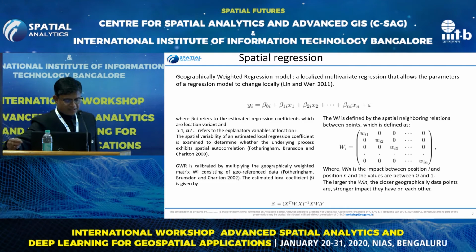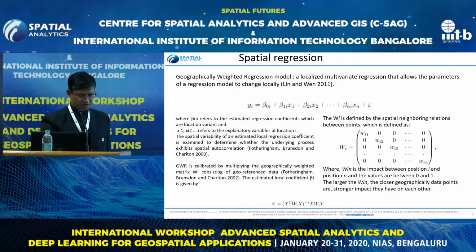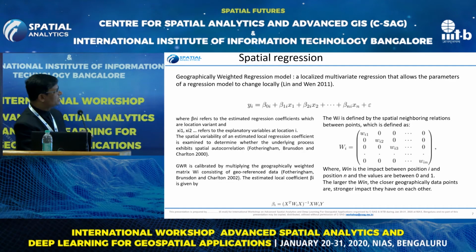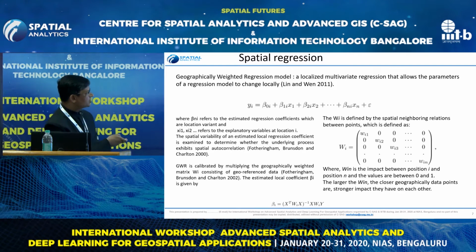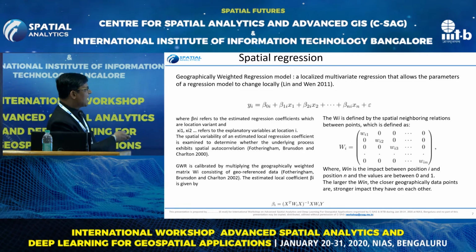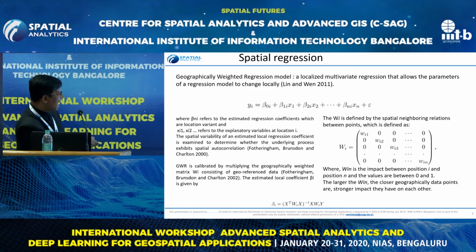After this, the next step is to attempt to see how this spatial autocorrelation structure plays out in the actual analysis. Here we do the geographically weighted regression model, which is a localized multivariate regression that allows the parameters of the regression model to change locally. As I already discussed, a regression model finds how y, a dependent variable, changes with x, the independent variable. Here the beta value refers to the estimated regression coefficients, which are location variant, and xi1 and so on refer to the explanatory or independent variables at location i, whose values change.